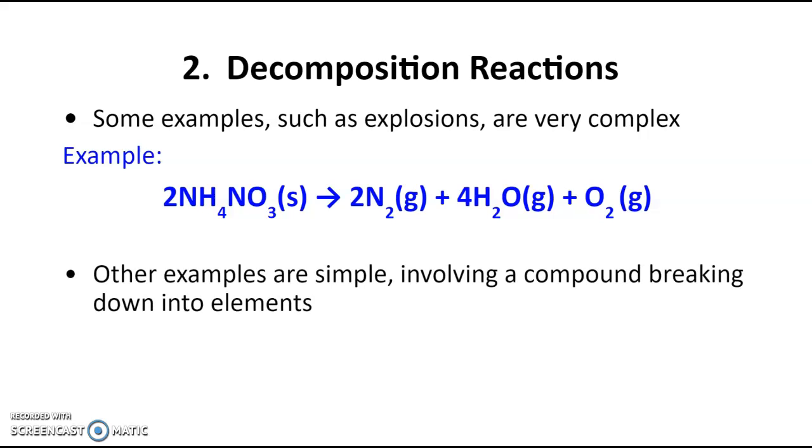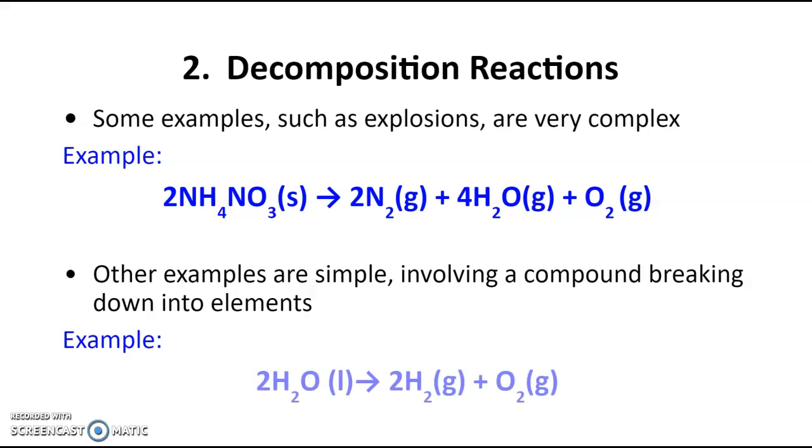A simpler example, though, would be something that's just breaking down into its elements. So liquid water can be broken down into hydrogen gas and oxygen gas just simply through running an electric current through it. It'll split it apart, and you'll get hydrogen gas and oxygen gas.